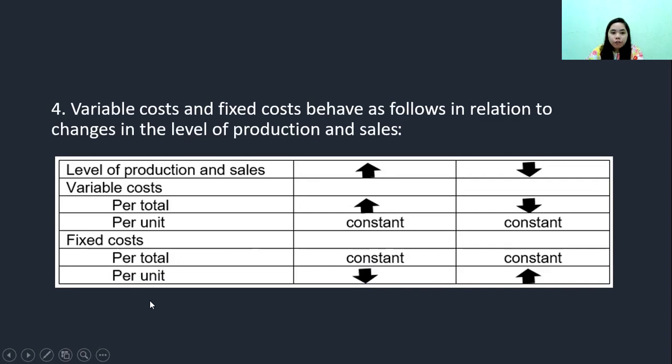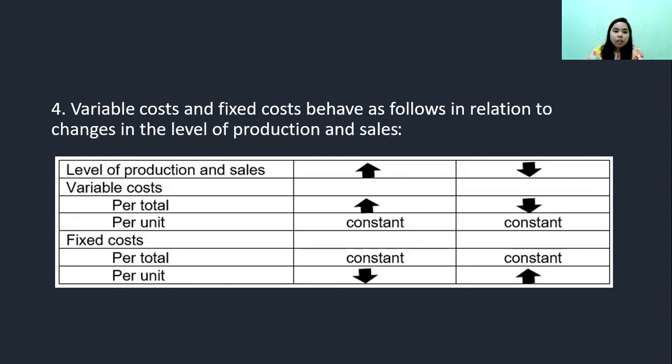But when it comes to fixed cost per unit, when you increase your production and sales, your fixed cost per unit decreases since damo nga units ang naga-share kay fixed cost, kay total fixed cost. So that is why nagagamay ang aton nga fixed cost per unit. So there is an inverse relationship: fixed cost per unit is inversely proportional to the level of production and sales.